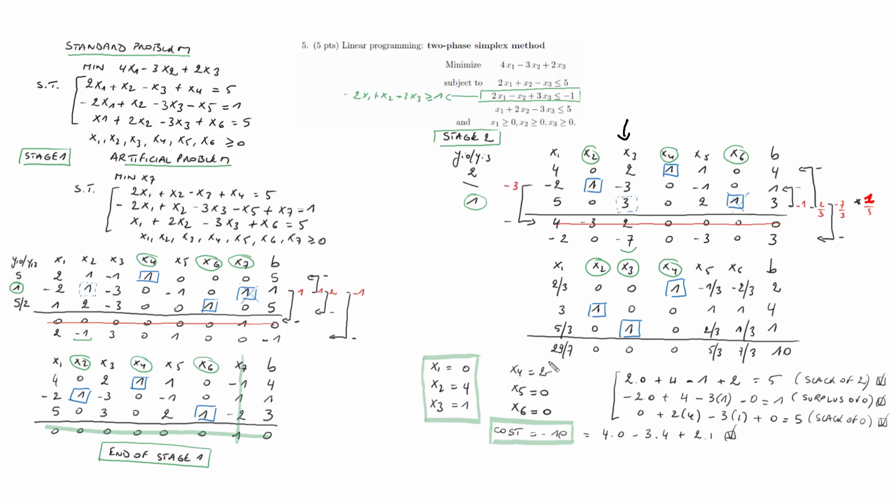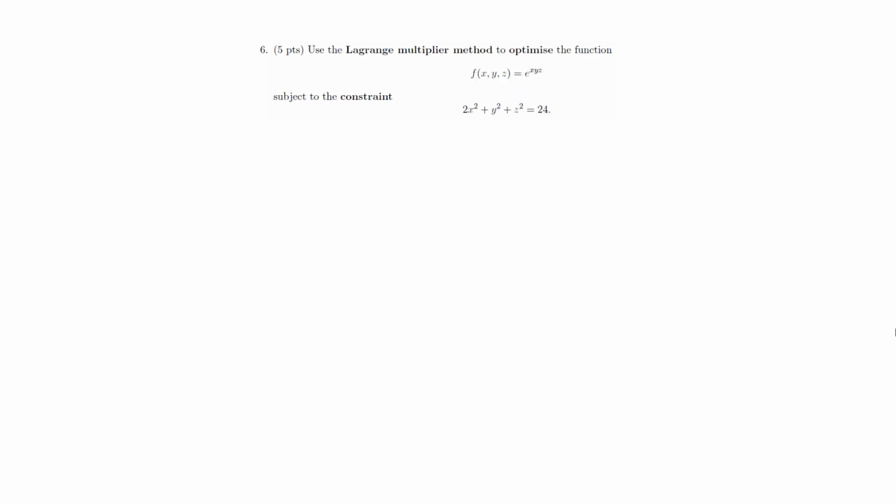Here you see that x4 is equal to 2, so we have a slack of 2. So here in the first equation we'll have an inequality, right? Whereas we have a surplus of 0 and a slack of 0 in equation 2 and 3. So this means that these two equations here are met with equality. So this concludes exercise 5 of the exam. And question 6 concludes this exam.